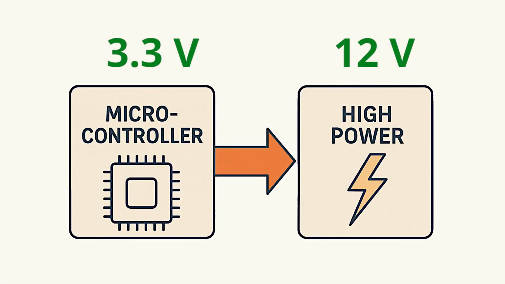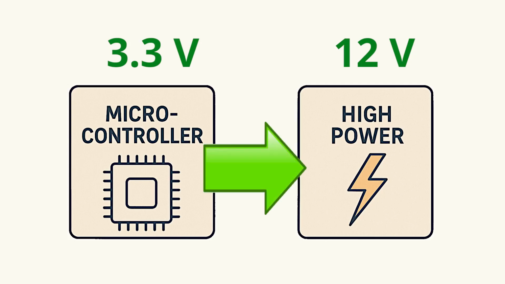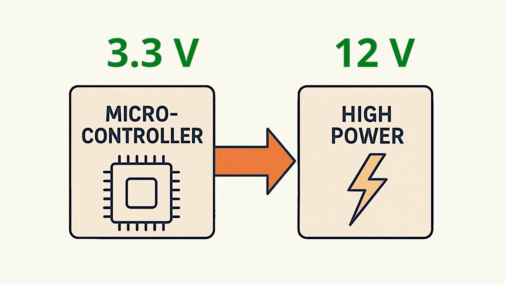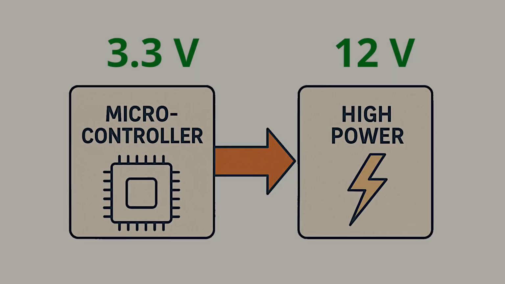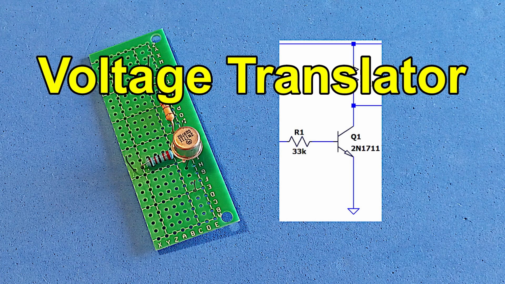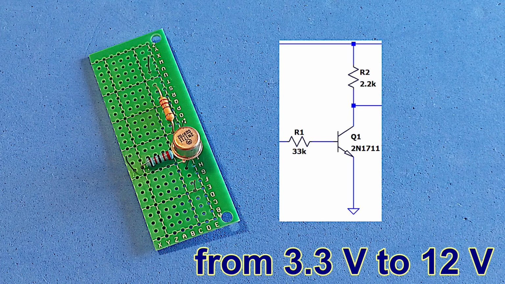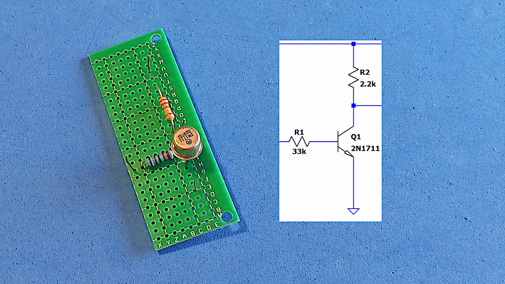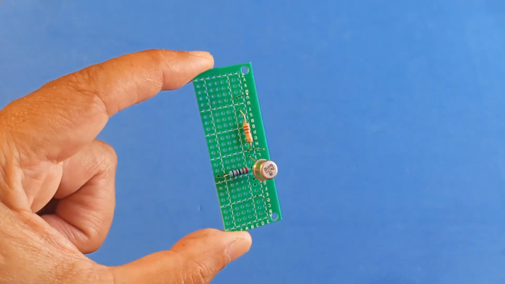But the logic system and power system use different voltage levels. One runs at 3.3 volts, the other at 12 volts. A circuit is needed to adapt these voltage levels to allow proper communication between them. We built this simple level shifter to adapt the microcontroller's 3.3 volt signal to the 12 volt level required to drive the MOSFET gates. This allows the two units to interface without any issues.